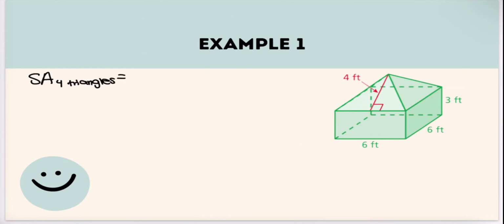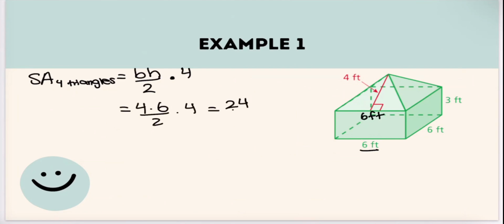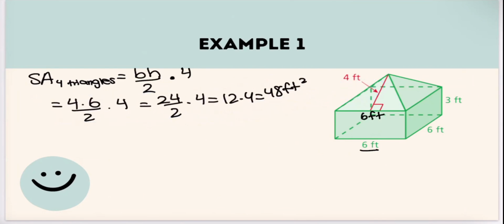And in this case here, we know this is 6 feet, so this also has to be 6 feet. So therefore, the area of the four triangles would be base times height divided by 2, and then times 4, because there's 4 of them, right? Since it's a square-based pyramid, there's got to be 4 of those triangles. So therefore, it's going to be 4 times 6 divided by 2 times 4, which is 24 divided by 2 times 4, which is 12 times 4, which is 48. So therefore, the answer for that first part is 48 square feet. So it's 48 square feet for those triangles.